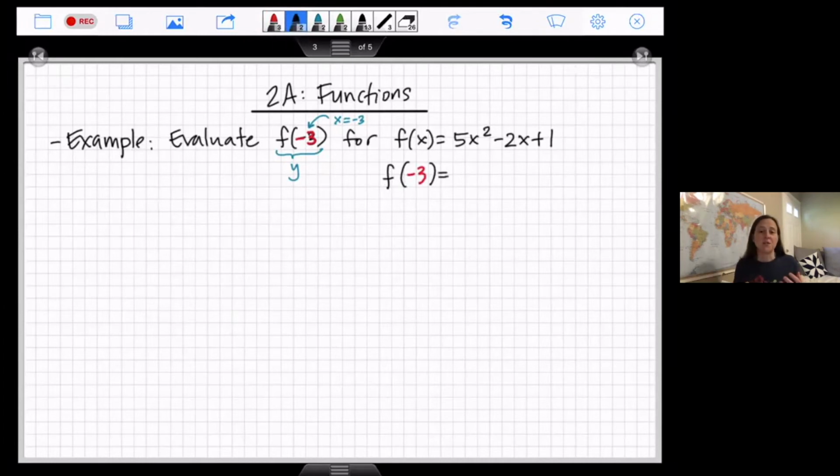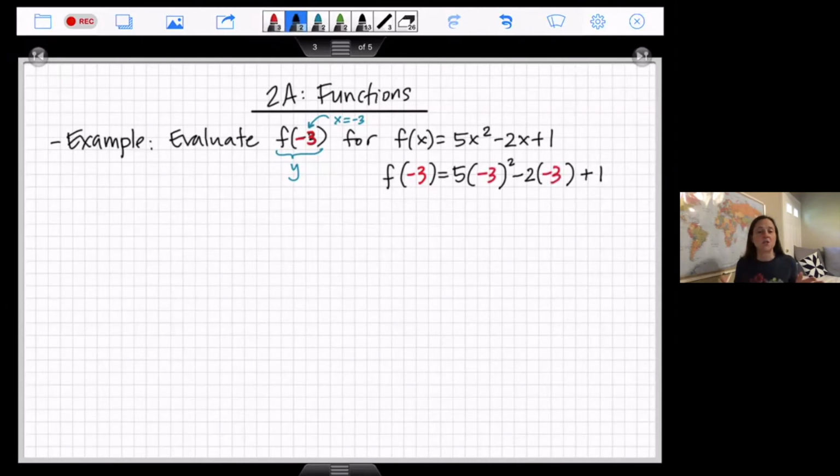All right, so what I like to do is to pull all the x's out and leave them with empty sets of parentheses in their place. So 5, where there was an x, I have parentheses squared minus 2, empty set of parentheses instead of an x, and then plus 1. And then everywhere there used to be an x, I'm going to replace it with a -3.